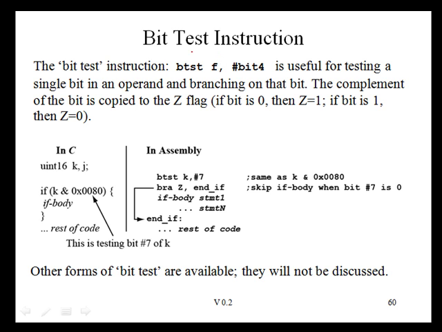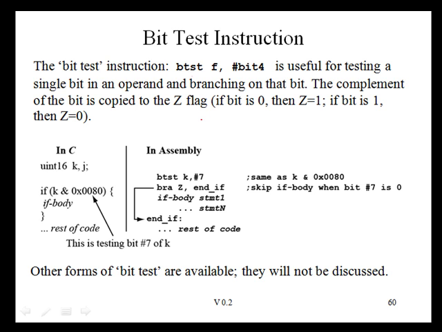Finally, one last instruction we're going to discuss is the bit test instruction. The bit test instruction format we're going to examine is called bit test, some memory location via some 4-bit literal. This is used for testing a single bit in an operand and branching on that bit. The complement of the bit is copied to the Z flag. That means if the bit is 0, then the Z flag is true. It's a 1. If the bit is 1, then the Z flag is false. It is a 0. So what is this useful for?